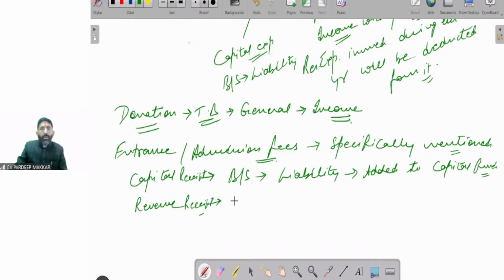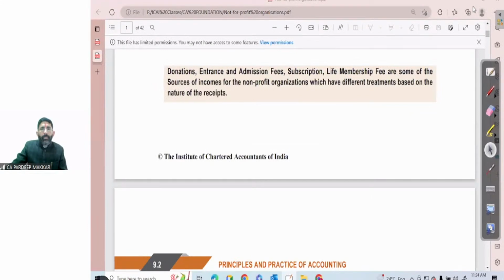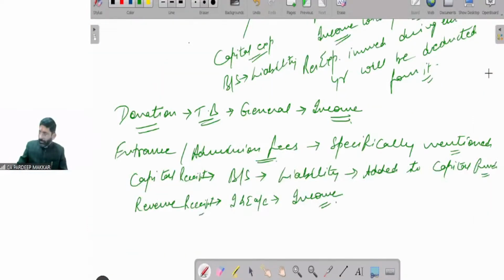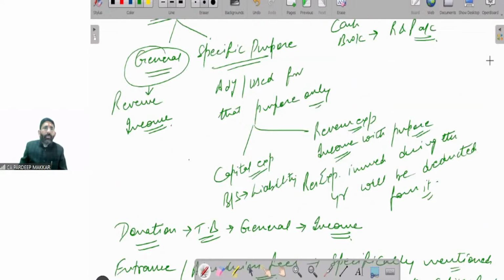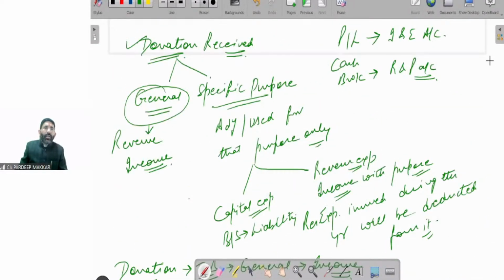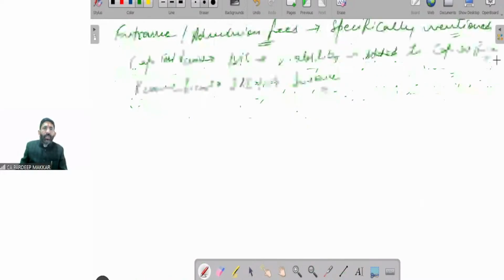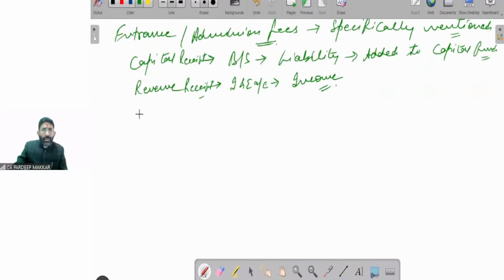Okay, then it will go to the income and expenditure account, income side. Subscription. Subscription is also the same as donation. If nothing is mentioned, then subscription will be assumed just like donation.